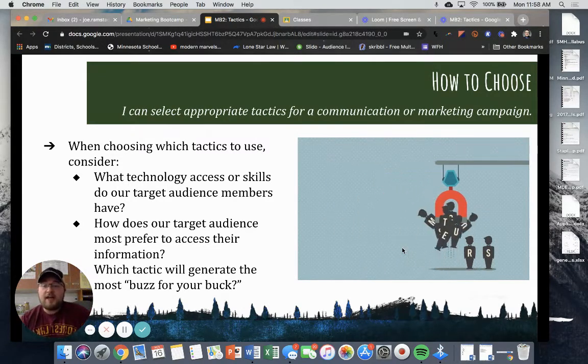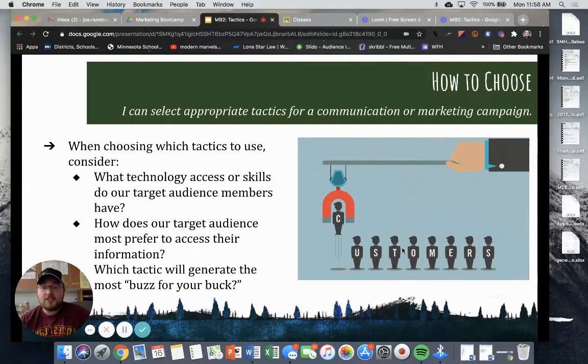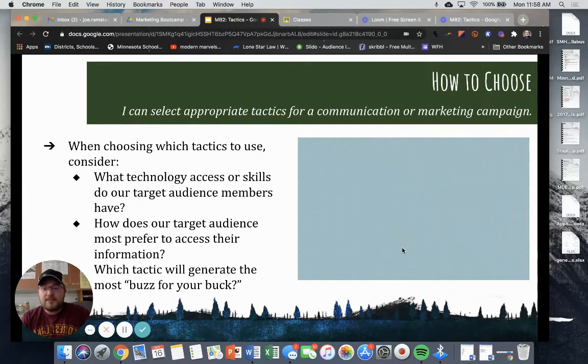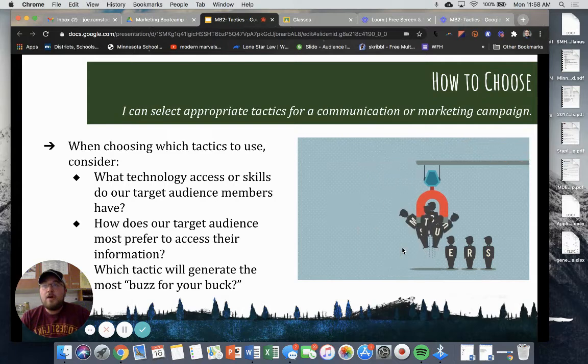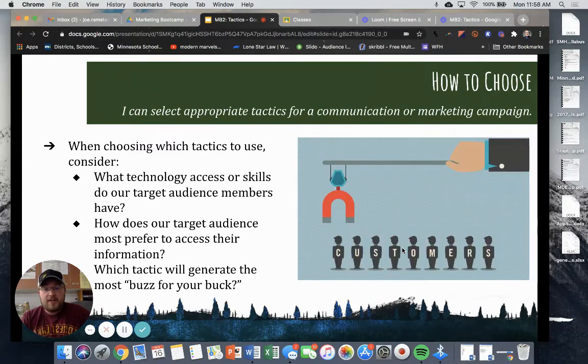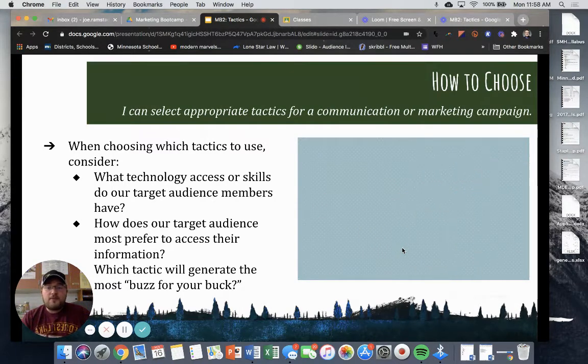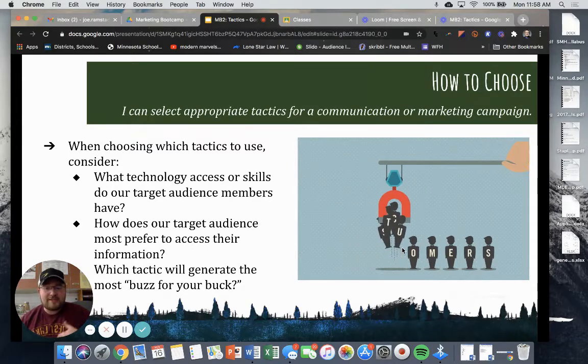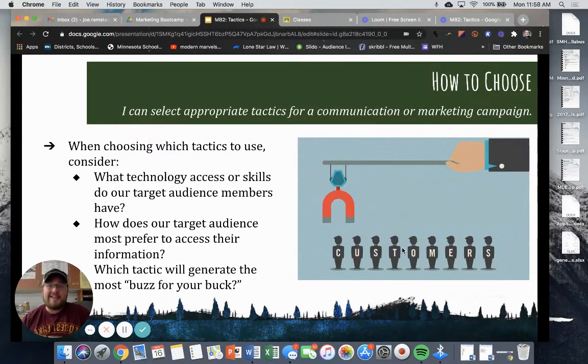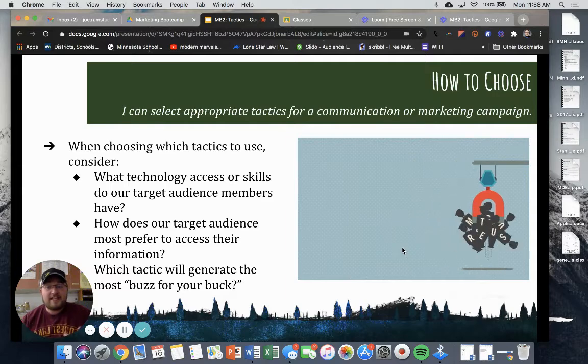How does our target audience most prefer to access their information? If we post lots of things on Instagram and Facebook and Twitter and run some TV ads and commercials or radio advertisements, but the people that we are trying to target don't necessarily prefer getting information that way, again, they may not actually be absorbing or even getting that information.